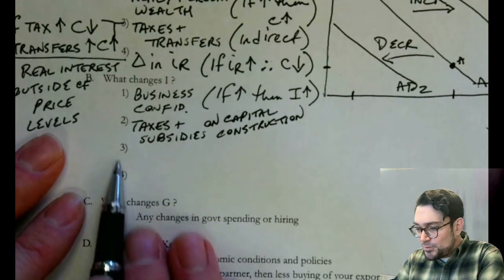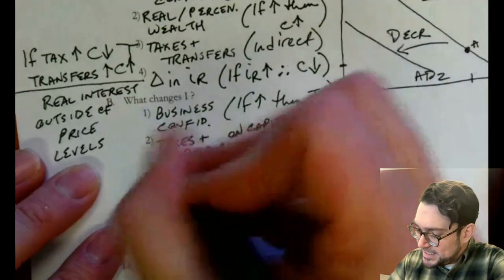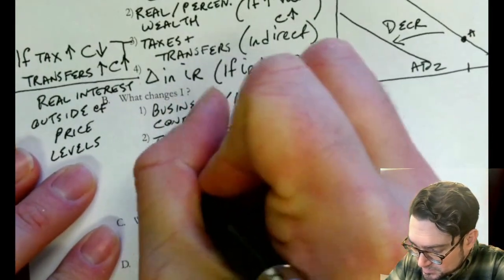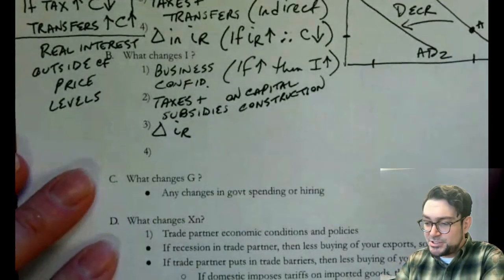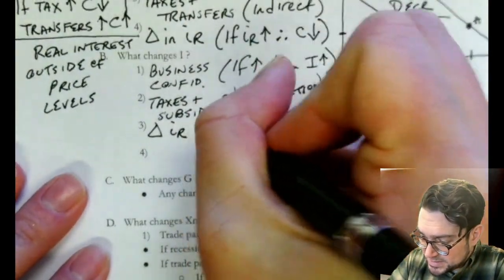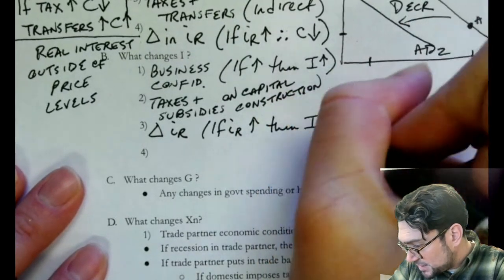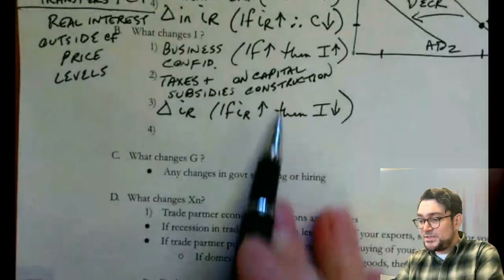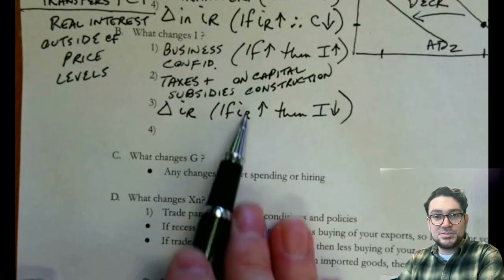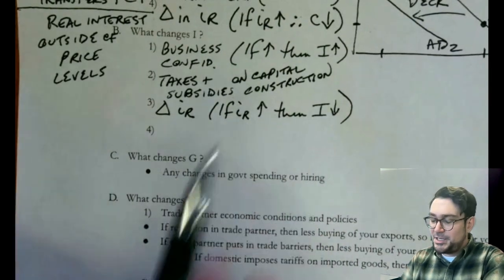And then the third one here, we're going to say is changes in real interest rates. If real interest rates go up, then investment spending goes down. And this is for the same reason that we set up here. It's true up here as it is here.